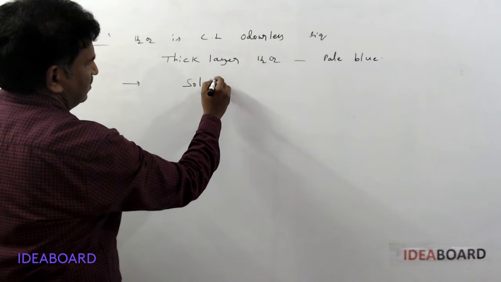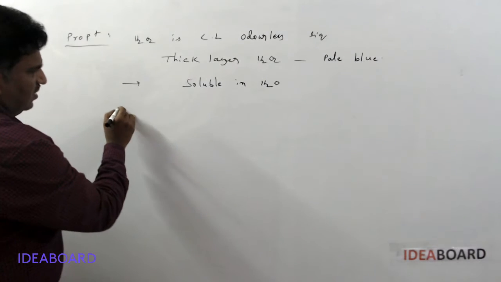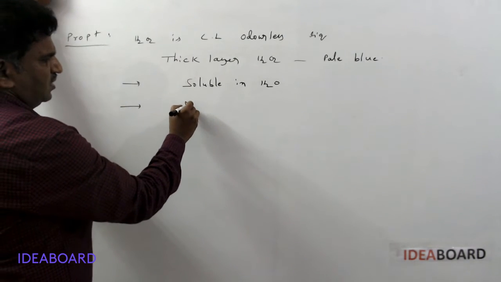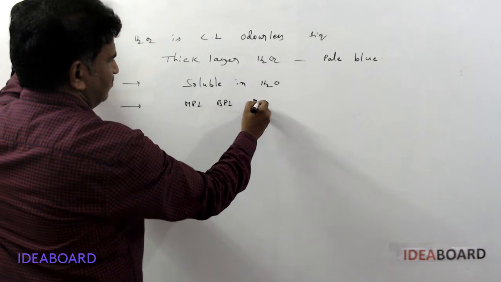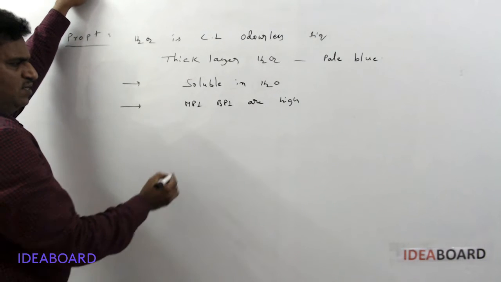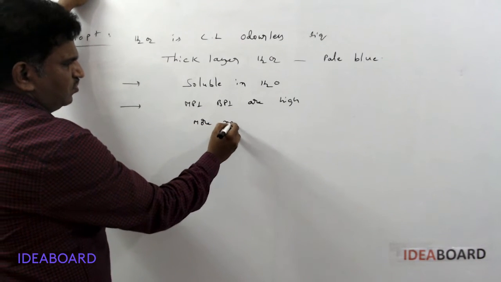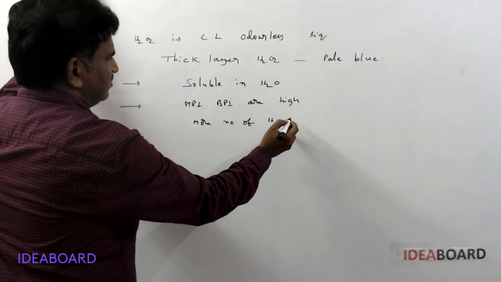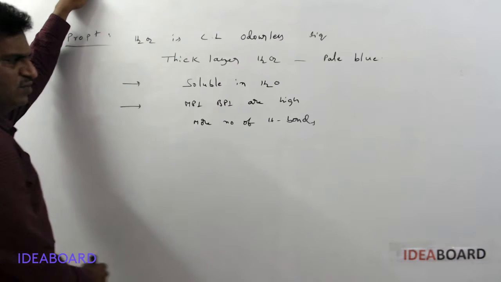Hydrogen peroxide is soluble in water. And next, hydrogen peroxide melting and boiling points are high when compared with even water because of the greater number of hydrogen bonds formed by hydrogen peroxide.